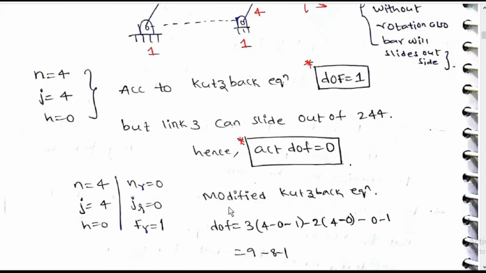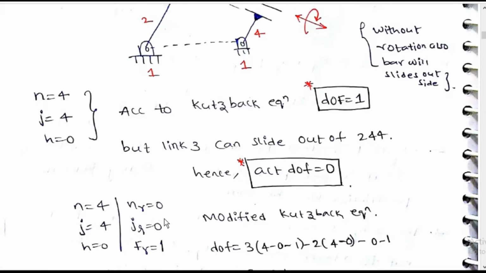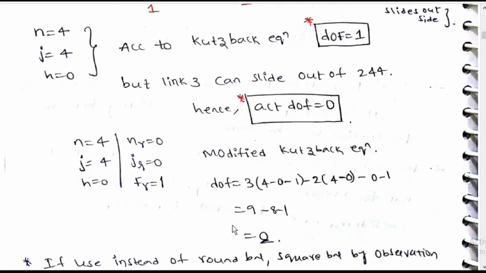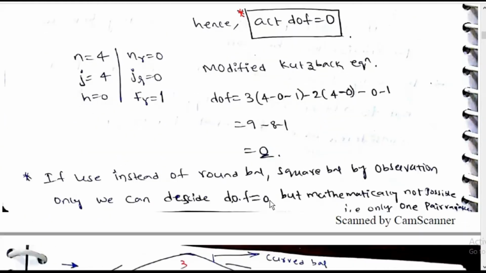Modified Kutzbach equation, n is equal to 4, j is equal to 4, h is equal to 0, nr is equal to 0, jr is equal to 0, fr is equal to 1. Degrees of freedom is equal to 3 into (4 minus 0 minus 1) minus 2 into (4 minus 0 minus 0) minus 1 is equal to 0.